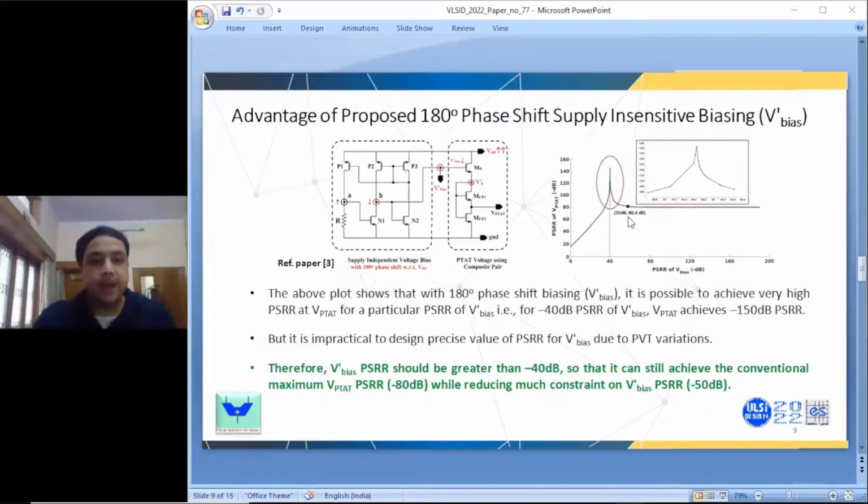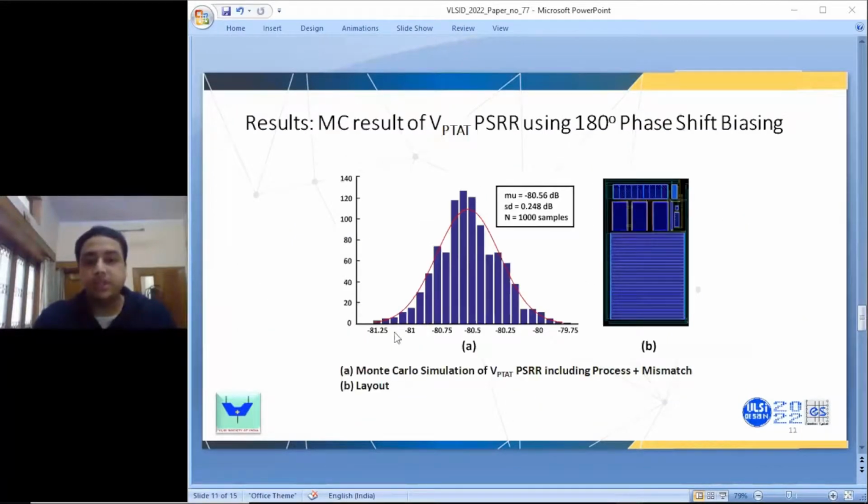That means if we bias our temperature sensor at 55 dB, we can achieve the maximum PSRR of 80 dB, and it is not changing, right? So this will actually reduce the constraint on circuit designing, and at the same time we are able to achieve the maximum PSRR using this 180-degree phase shift technique.